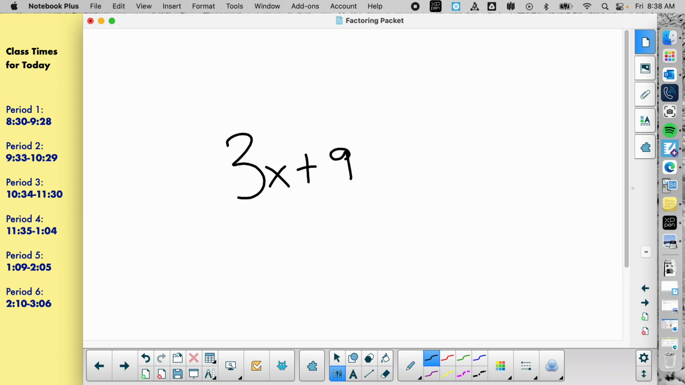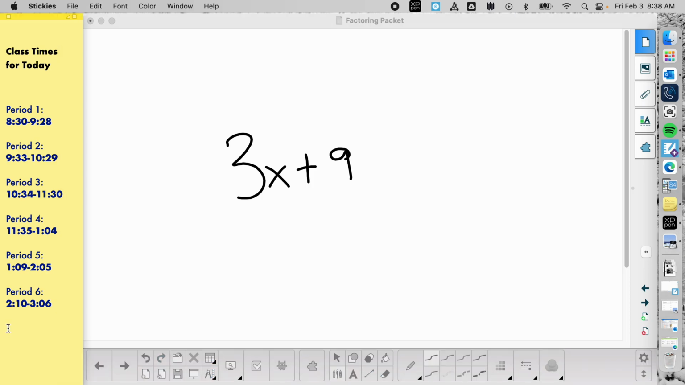Perfect. Okay, so now the only difference between this and yesterday is that there'll be plus and minus signs at the beginning. That's the only difference. So we're looking at those as two separate things. Are there any numbers that go into 3 and 9? 3, okay? So we're going to write down the 3 underneath it.